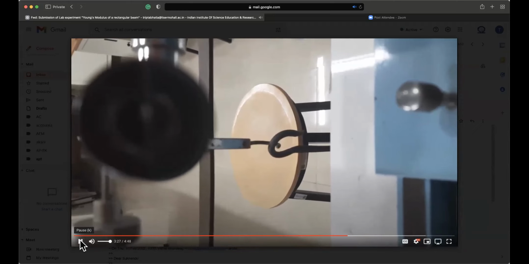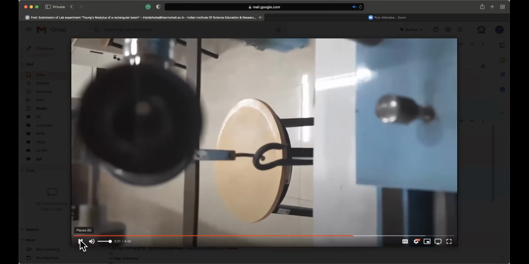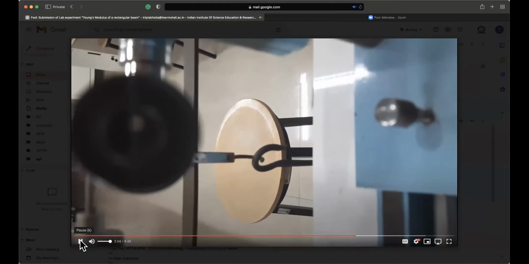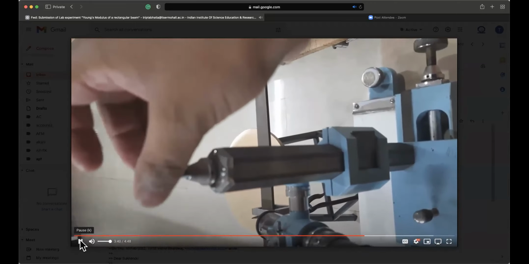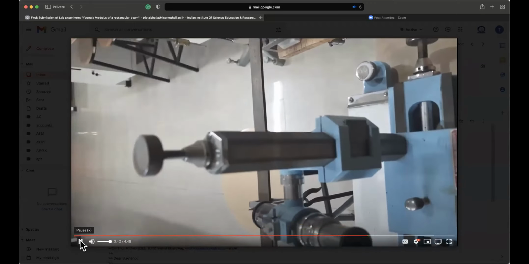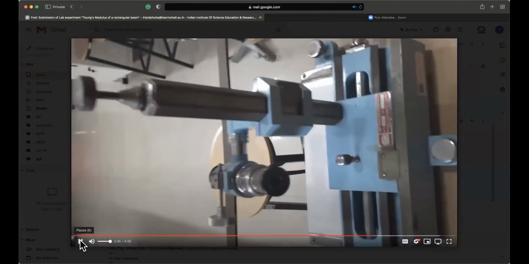Yeah, you can see here. Now the cross is not touching the bottom of this tip. So what we will do is rotate this knob so that we adjust the tip of this hook to the cross of the wire. In this way, we will note down the reading here on this vertical scale.